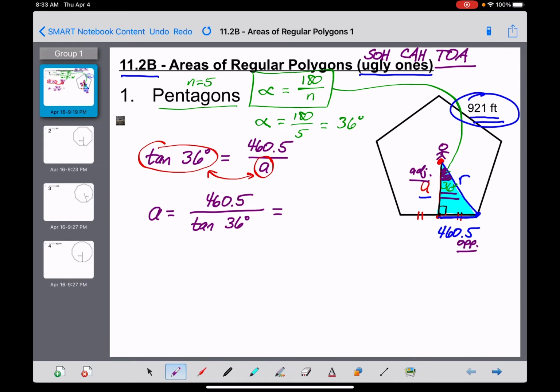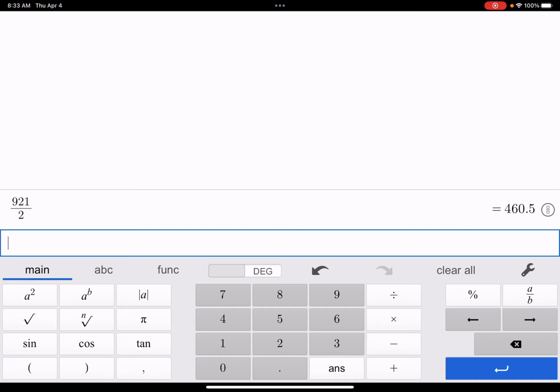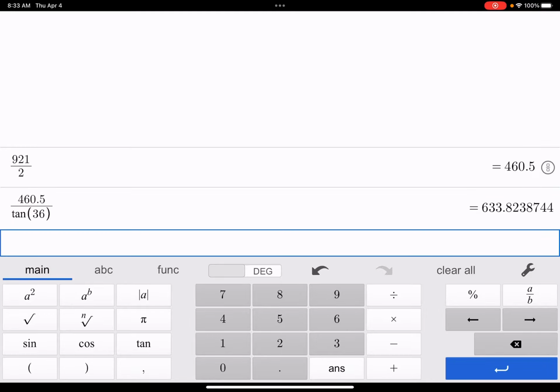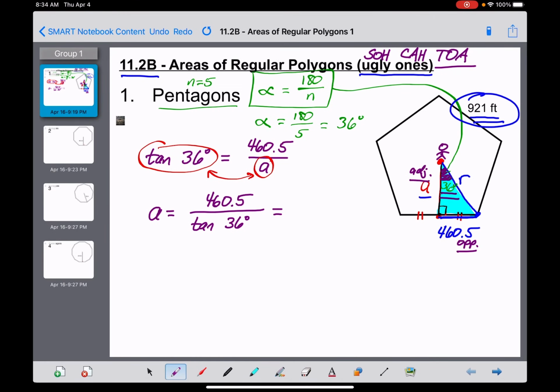And I'm expecting an ugly number right here, so we're definitely going to need our calculator. Let's type that in, 460.5. And then we're going to divide that by the tangent of 36 degrees. And I got 633.82. Now, guys, don't hit clear on your calculator right now. You'll see why in a minute. So 633.82, that's what we got for the length of the apothem.